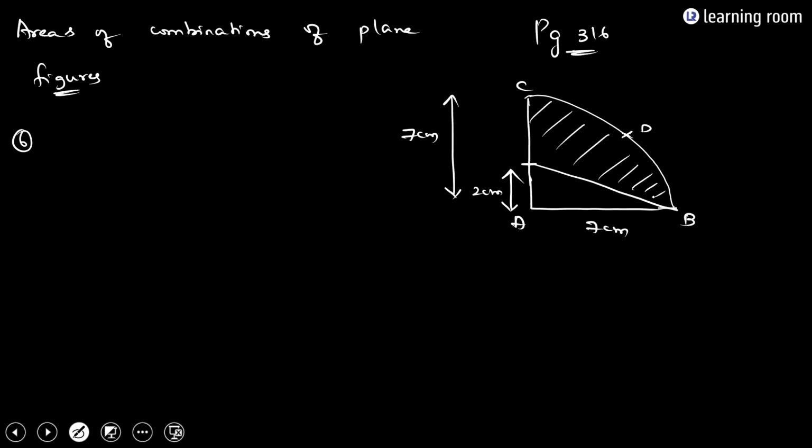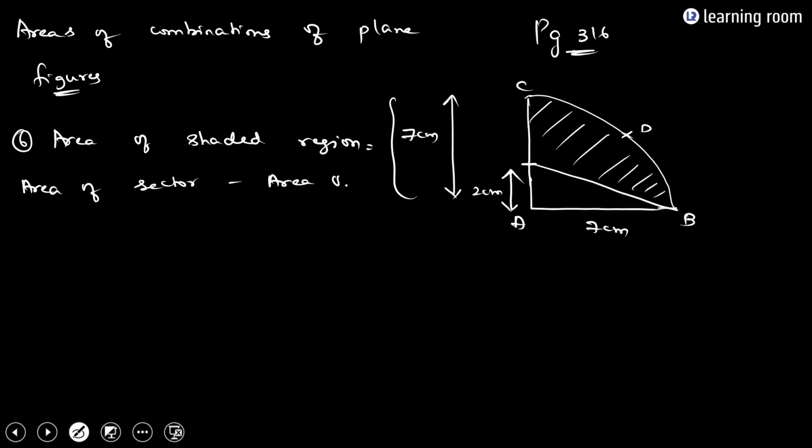What is the logic? Area of shaded region is equal to what? Area of sector minus area of triangle EAB. Correct. So what is the area of sector? It is 1/4 of pi r square. Why? Because it is a quadrant. It is 1/4 of a circle, minus what is the area of the triangle? Half into base into height. Base is 7, height is 2.